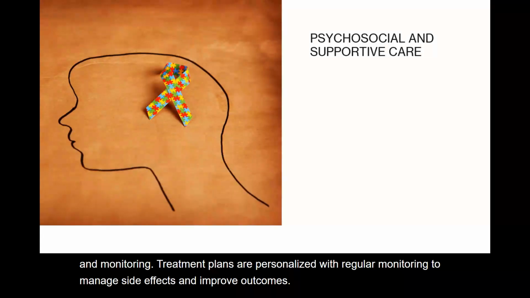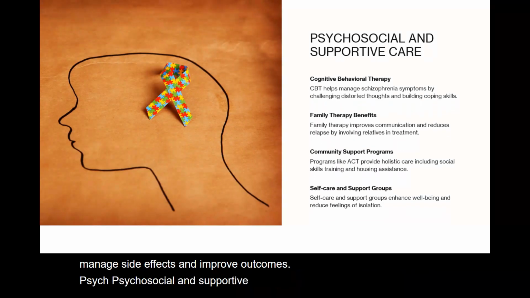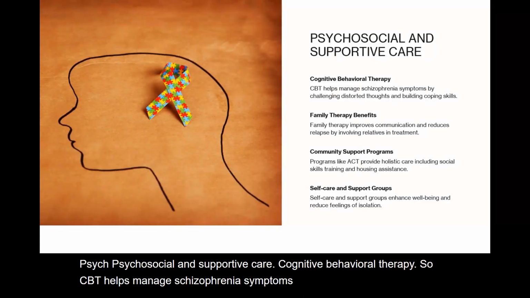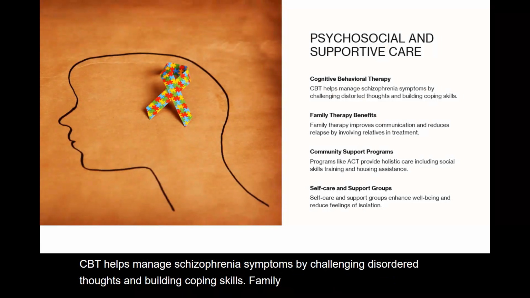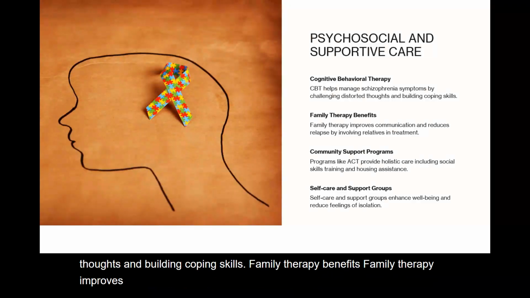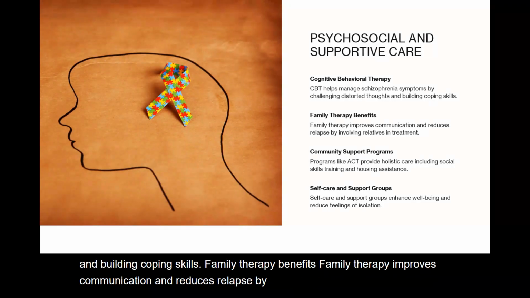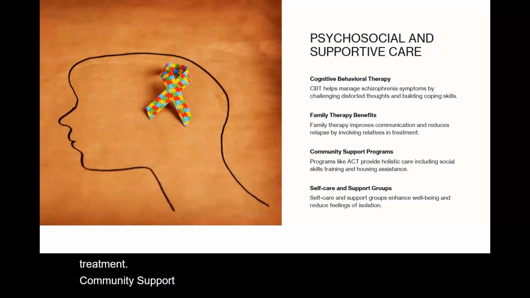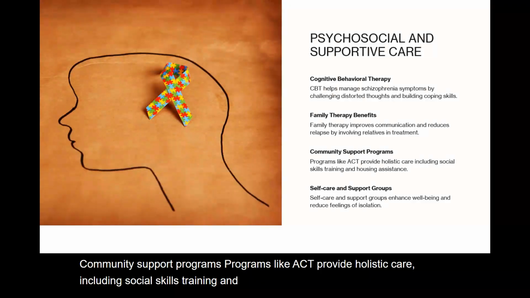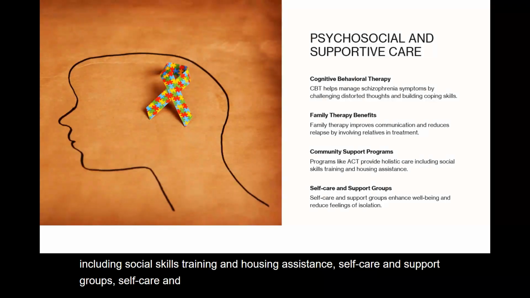Psychosocial and supportive care. Cognitive behavioral therapy. So, CBT helps manage schizophrenia symptoms by challenging disordered thoughts and building coping skills. Family therapy benefits. Family therapy improves communication and reduces relapse by involving relatives in treatment. Community support programs. Programs like ACT provide holistic care, including social skills training and housing assistance. Self care and support groups enhance well being and reduce feelings of isolation.